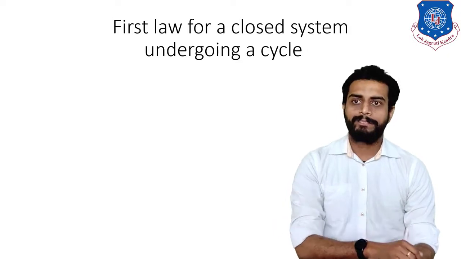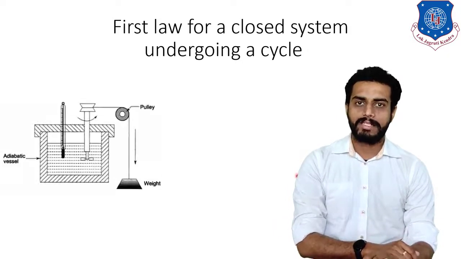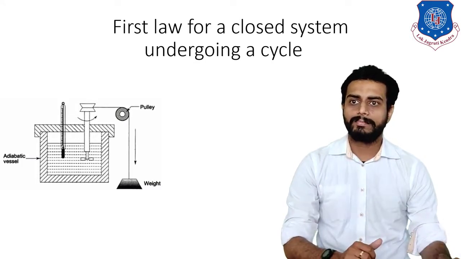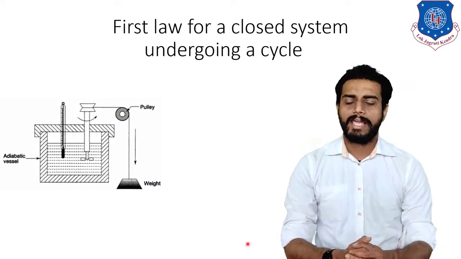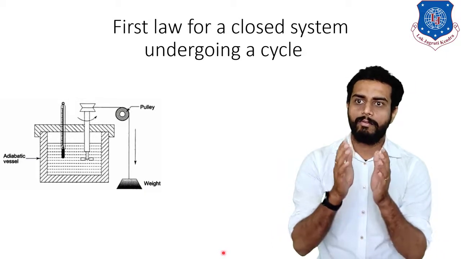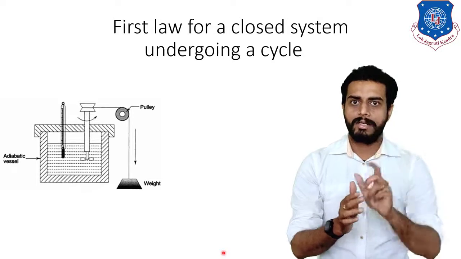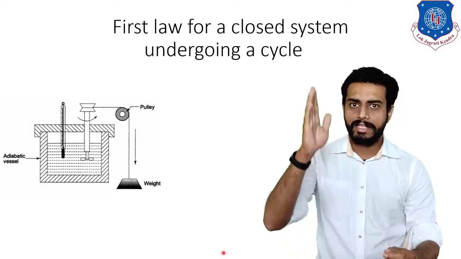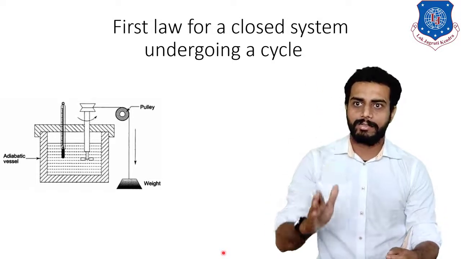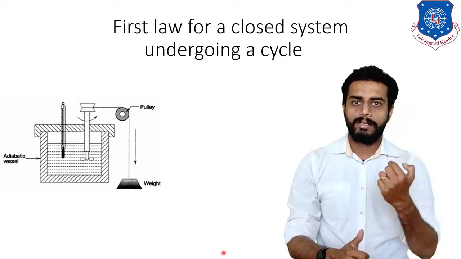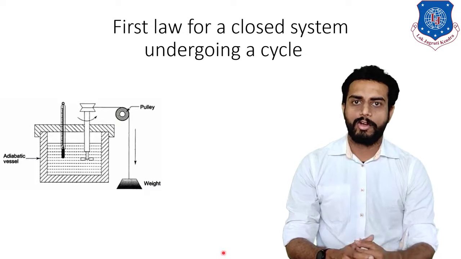So now let us understand. For understanding purpose, we will consider the diagram shown on the screen. As you can see on this diagram, we have a vessel which is filled with water, right? In this vessel, we are dipping one stirrer, that is on the right hand side, and a thermometer for the temperature measurement, that is on the left hand side, right? The stirrer is connected to the weight through a pulley and combination of rope.